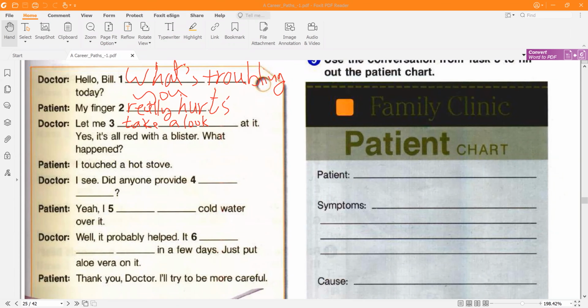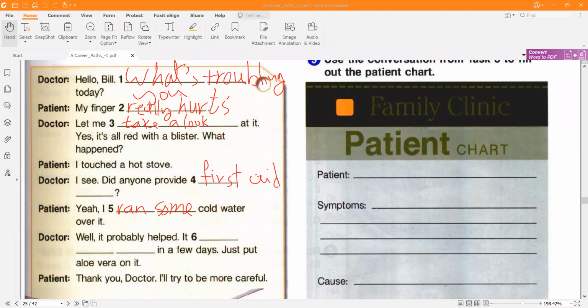I touched a hot stove. I see. Did anyone provide first aid? Yeah, I ran some cold water over it.